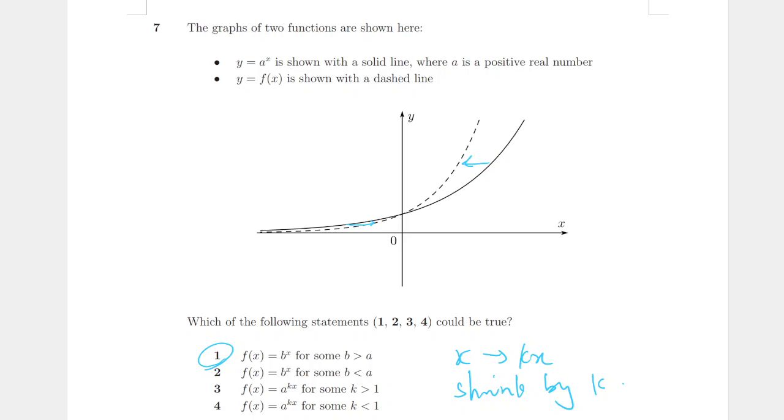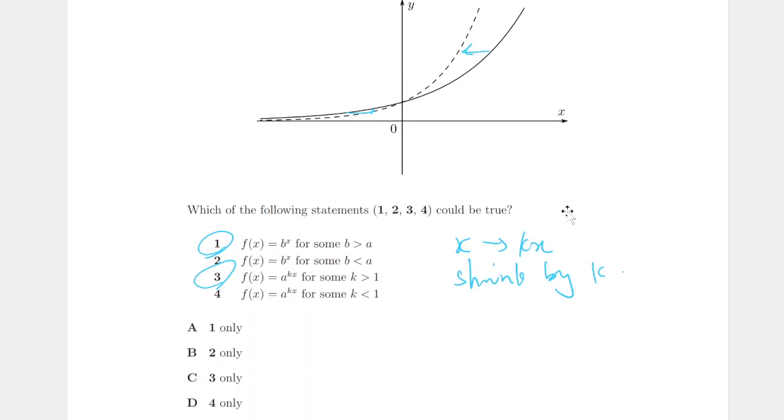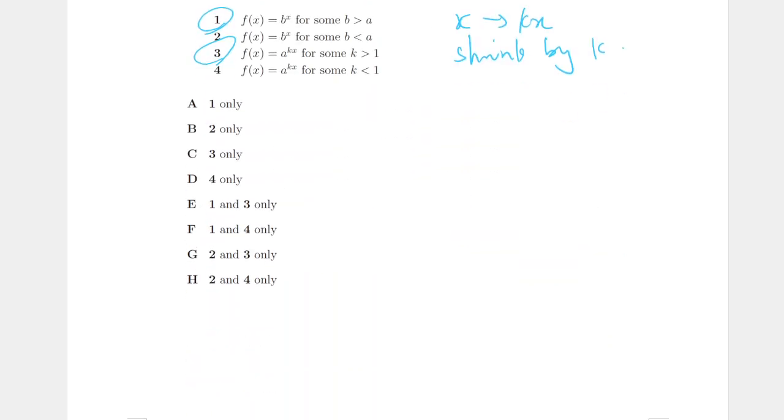So if it is a shrink, that means that k has to be greater than 1, right? The scale factor has to be bigger than 1 if it's a shrink. Yeah, good. So therefore, 3 is also true. Not 4. If you shrink by a k less than 1, that means you're basically stretching, right? You get the idea. So 1 and 3 only. So the answer would be E. Yeah, 1 and 3 only.